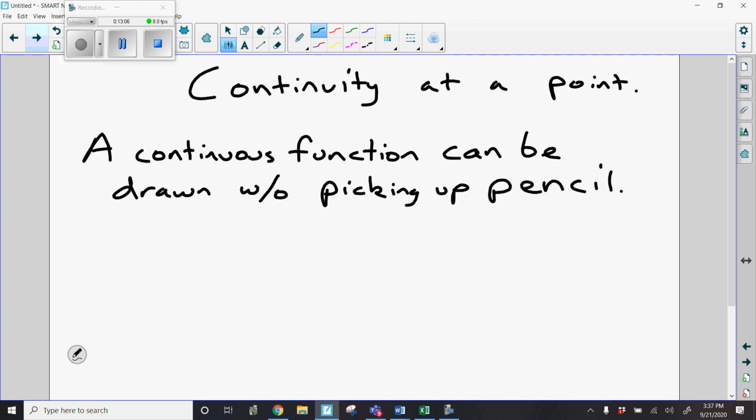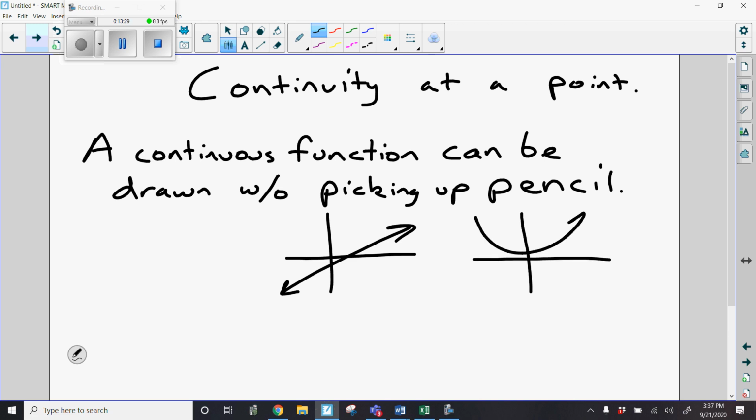So most of the functions we've ever looked at in mathematics that we've graphed, tons and tons of them are continuous everywhere, right? Anything linear is continuous. If I wanted to sketch a line, that's continuous, can be drawn without picking up your pencil. Any polynomial is continuous, right? X squared is continuous. We have tons and tons of continuous functions.